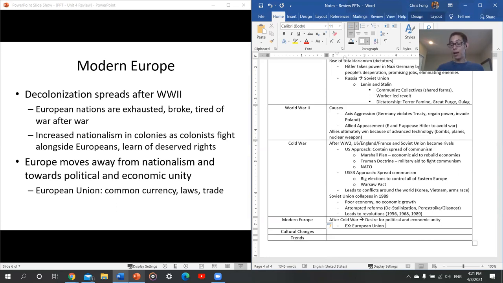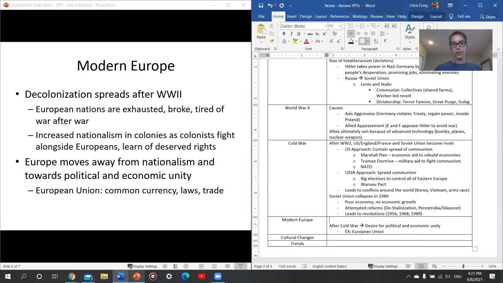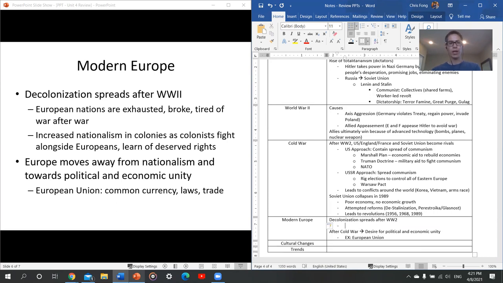The other big challenge that we see in modern Europe during this time period is decolonization, which spreads after World War II, when former colonies in Africa and Asia gained their independence. European nations are exhausted after World War II. They're broke, they're tired of fighting war, and so they're willing to give up their colonies, or England is in some cases.